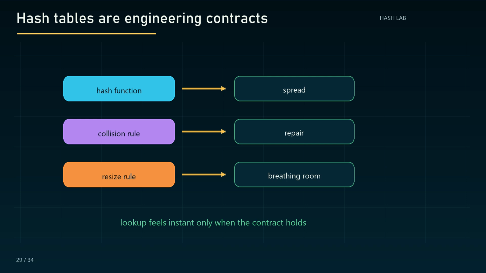This is the real lesson. A hash table is an engineering contract. The hash function promises spread. The collision strategy promises repair. The resize rule promises breathing room. If those promises hold, lookup feels almost instant.